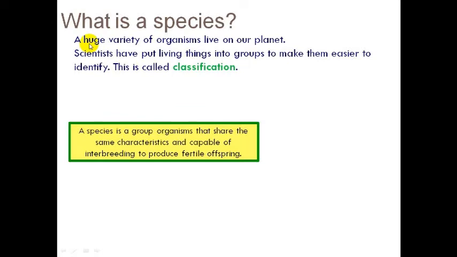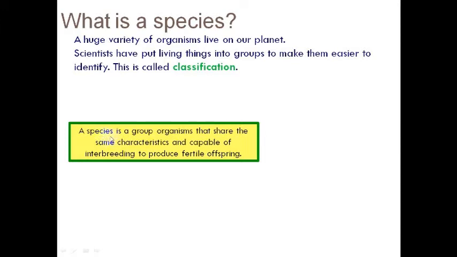A huge variety of organisms live on our planet. Scientists have put living things into groups to make them easier to identify. So this is called classification. Classification, in short, refers to grouping the organisms into their own groups, so that it will be easier for us to identify which animal is in what group based on the similar characteristics that they share together. Okay, so recall back, what is a species?